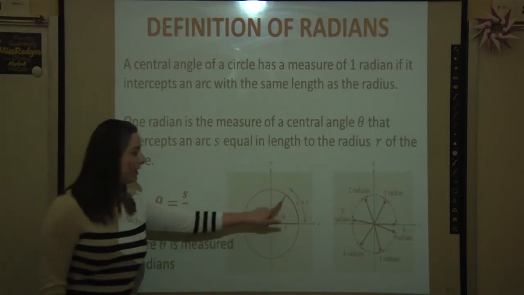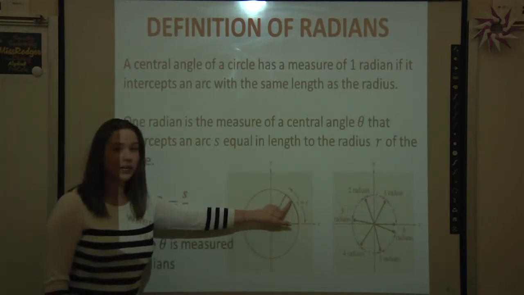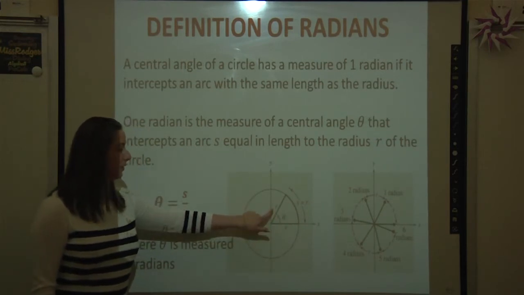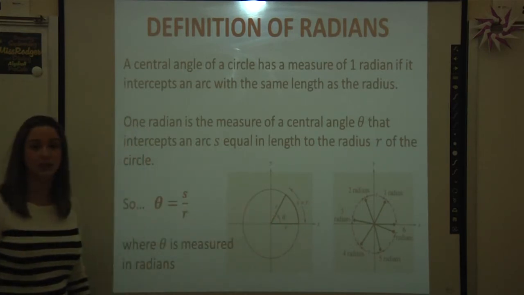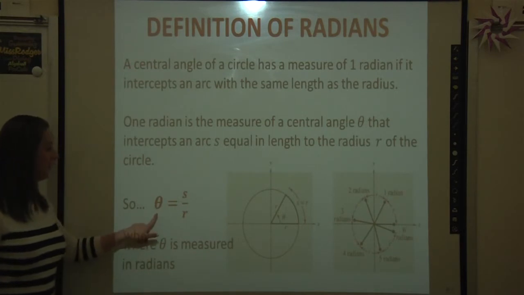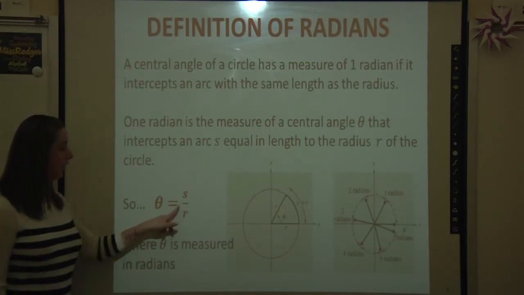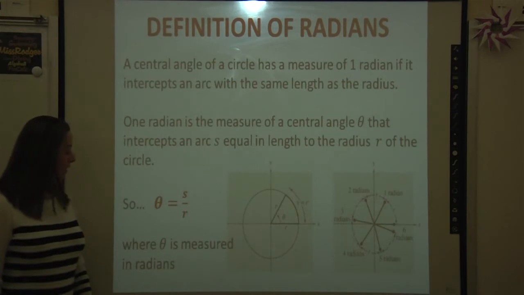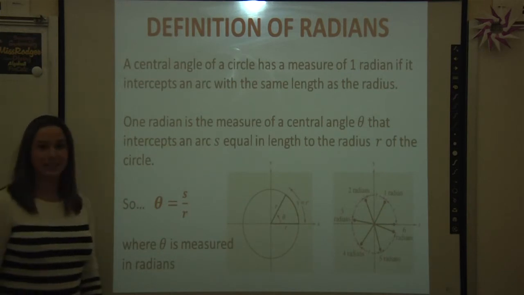So in our diagram here, this is our intercepted arc and this is our central angle. And our radius for the unit circle is 1. Therefore, our theta is going to equal our arc over our radius, where theta is measured in radians.